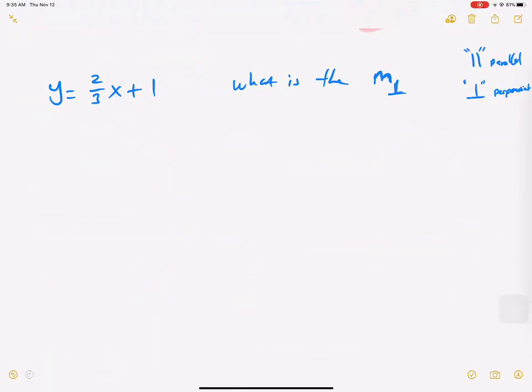So what is the perpendicular slope? Put a question mark there. So the perpendicular slope for this problem is to flip it. So 2 over 3 becomes 3 over 2, and stick a negative in front. And you have to memorize that. You have to know that.